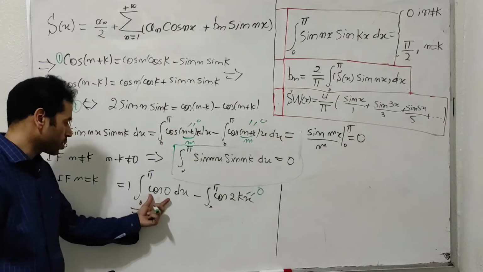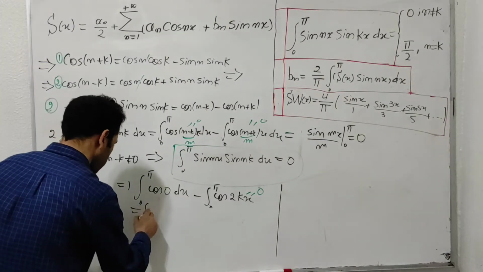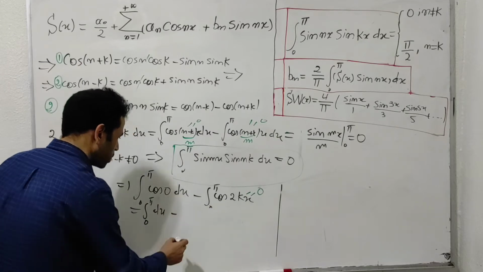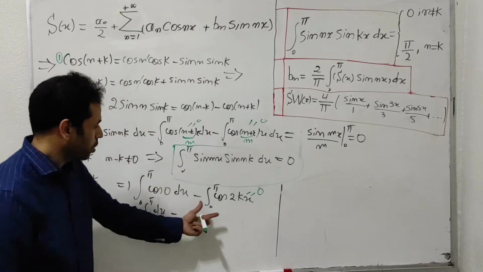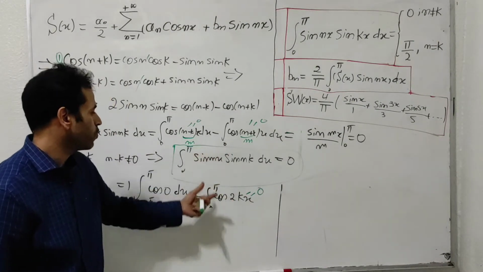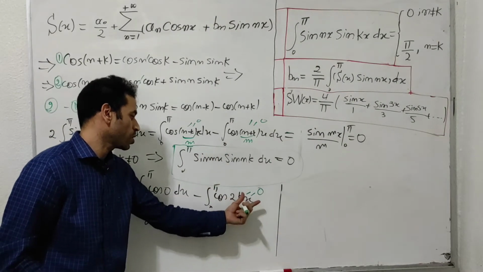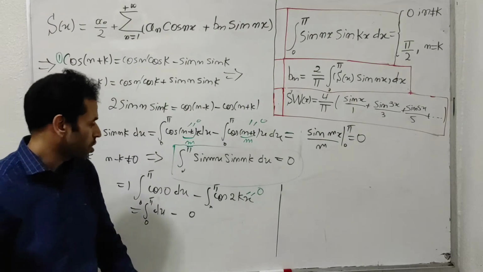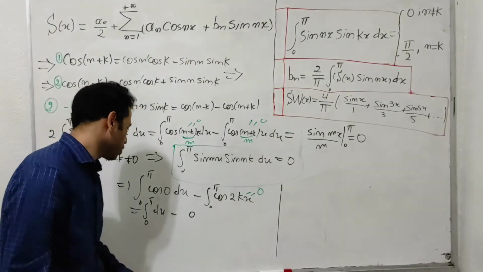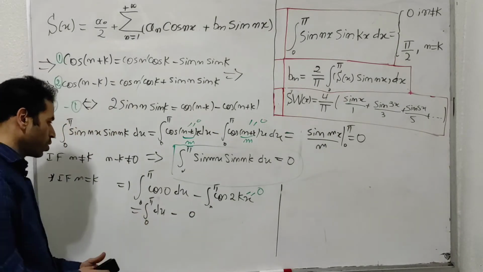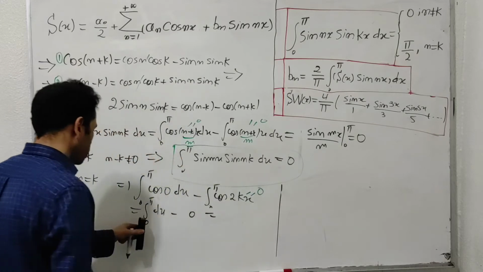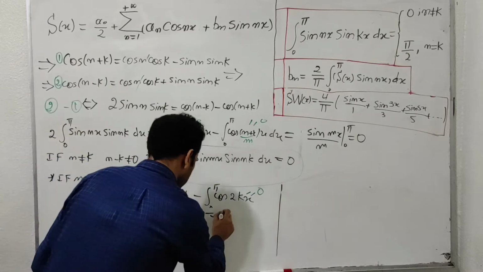So now the cosine 0 equals 1, that means I will have the integral of dx as x goes from 0 to pi minus 0, because we already proved that the integral of cosine 2kx equals 0, because cosine 2kx is turned into a sine function. That means the sine function, bounded from 0 to pi, will be 0. So that means I will have only this integral, which is pi.